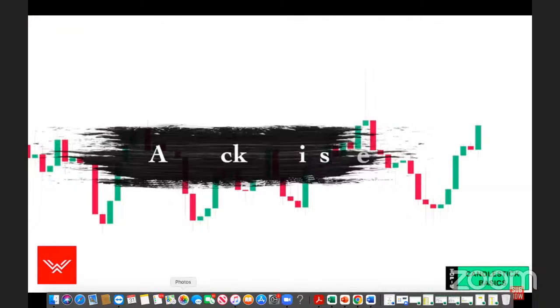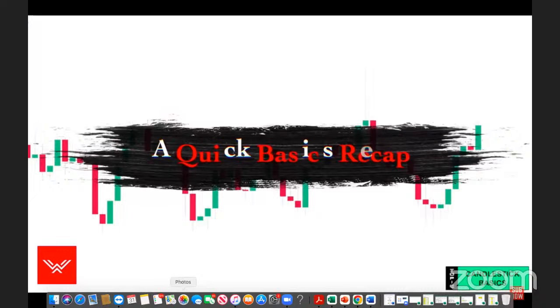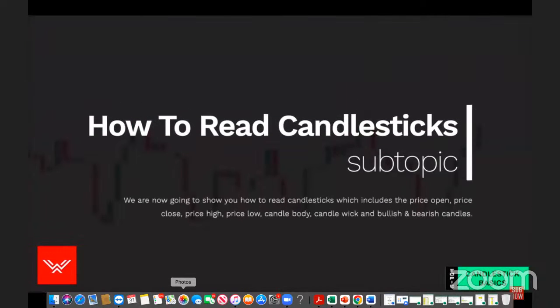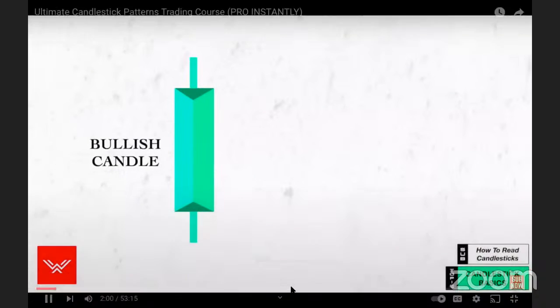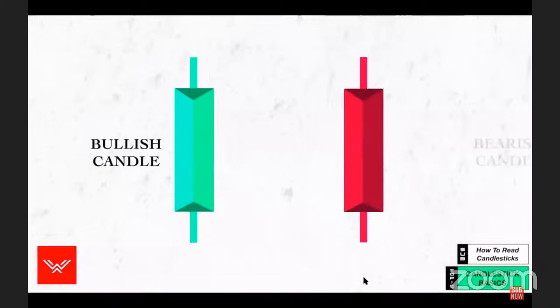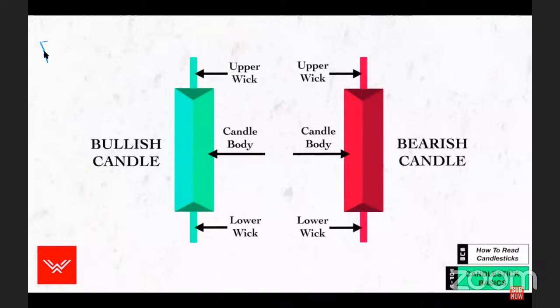We're going to first do a quick recap of the candlestick basics to get all the new people here on the same page. First, how to read candlesticks. You have your green candles, which are bullish. You have your red candles, which are bearish. This here is the candle body. These here are the candle wicks.